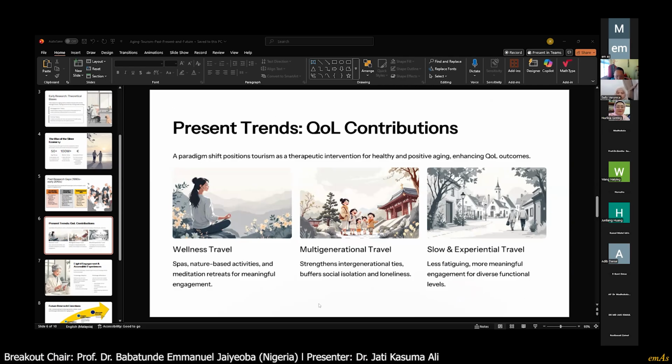While scholarship, what does it look like in practice? We see 3 major trends now. Wellness travel, involving nature-based activities and meditation to provide meaningful engagement. Multi-generational travel, which is vital for buffering social isolation and strengthening family bonds. And slow travel, which prioritizes deep, less fatiguing experiences that accommodate diverse functional levels.